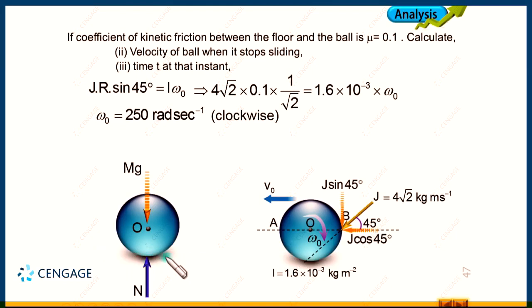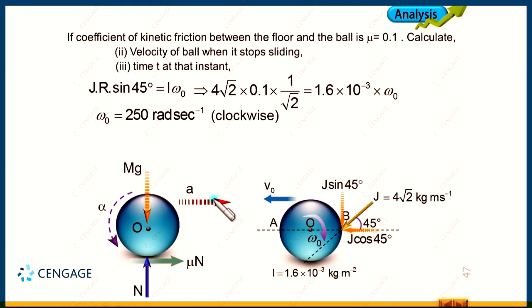The friction force, that is of sliding nature, will act in the rightward direction, that is mu multiplied by n. Right? We can observe here the sense of rotation is clockwise, and this mu multiplied by n provides the external torque in the anti-clockwise sense. That means the angular acceleration of the ball will be in the anti-clockwise sense, that is alpha, like this. Okay. So now we can calculate the value of a.